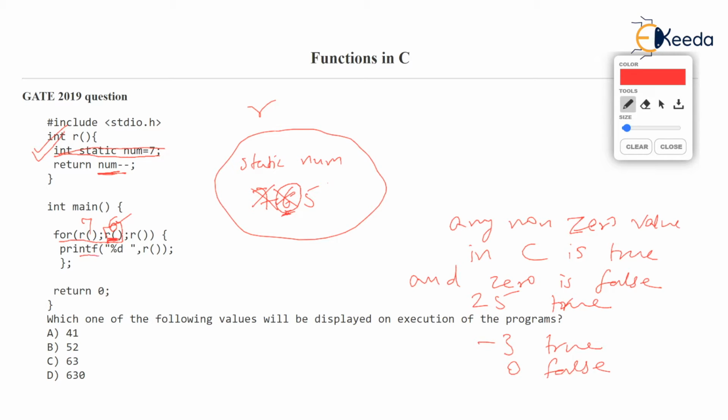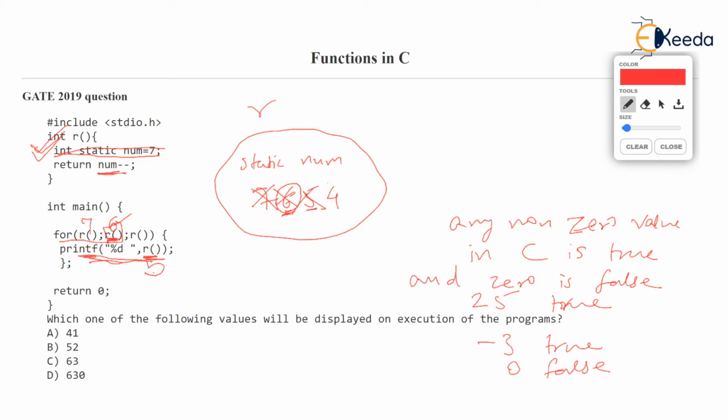So this printf runs, because when the condition is true, the job runs. After initialization, the condition is checked, and if the condition is true, the job runs. So this printf runs, but in this printf, there is again a call to R. So the function R gets called again, and it returns num. The current value of num is 5. So it will return 5 at the call. But after returning 5, num will become 4, the static variable.